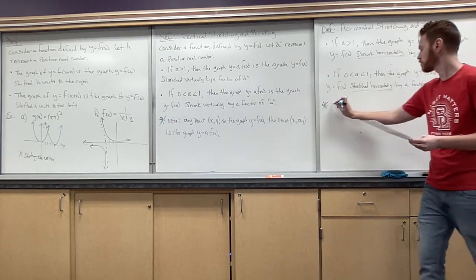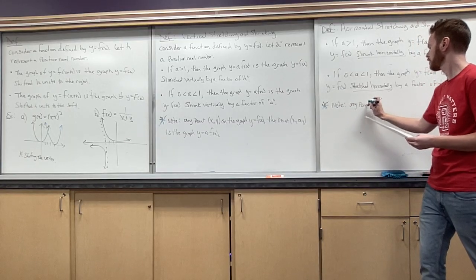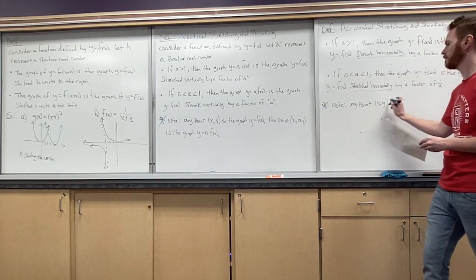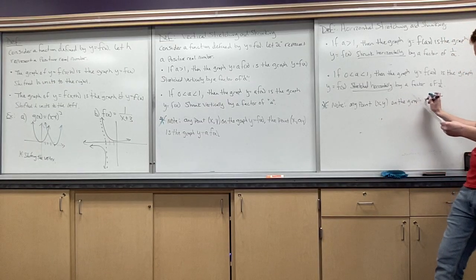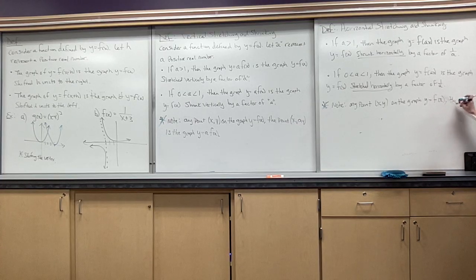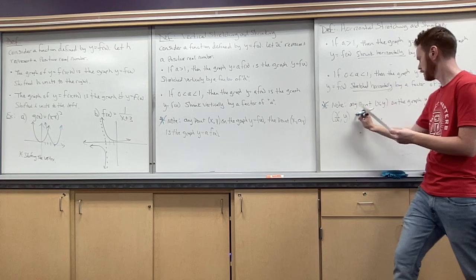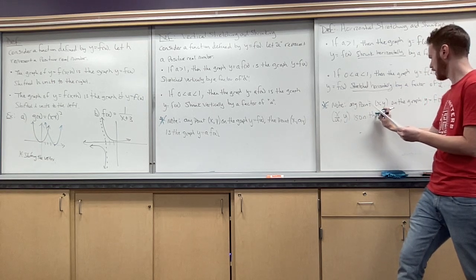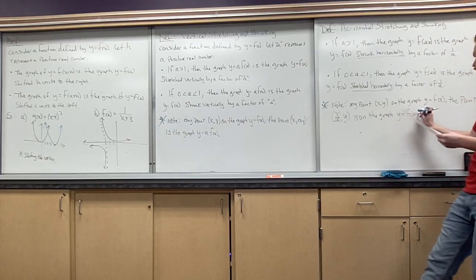And just like that, I have another note to put here, and I'll give it a color as well. So note, any point (x, y) on the graph y equals f of x, the point (x over a, y) is on the graph y equals f of ax.